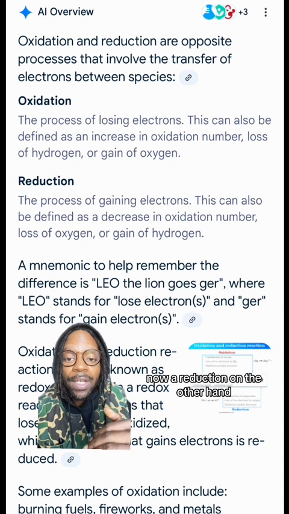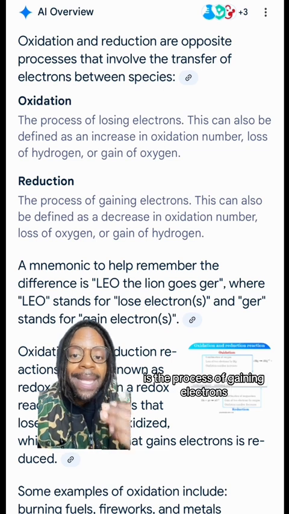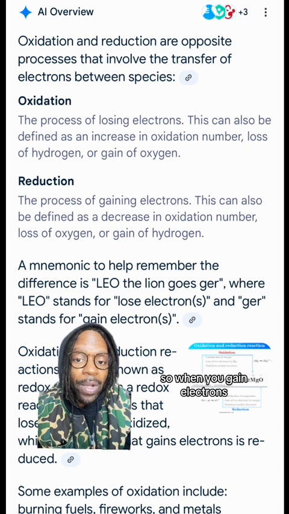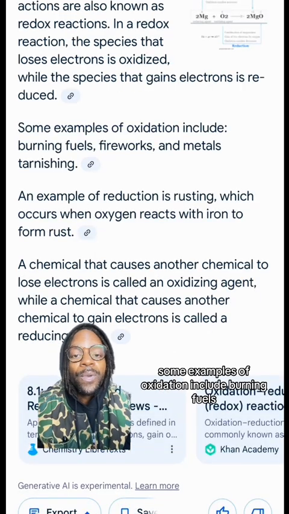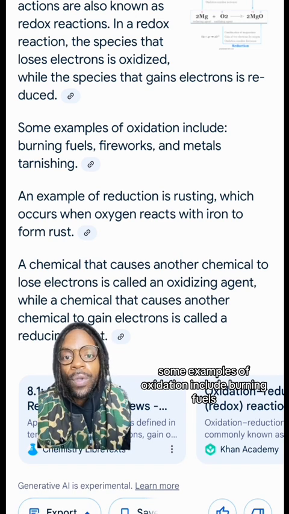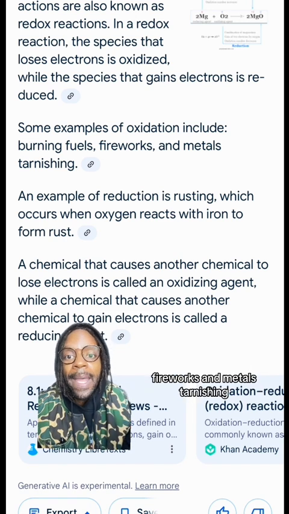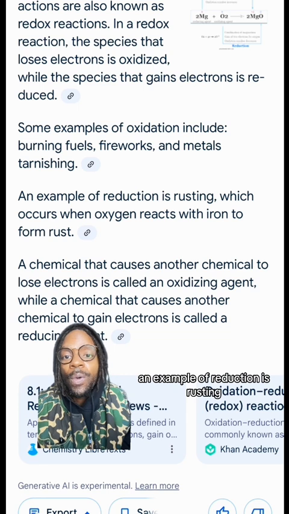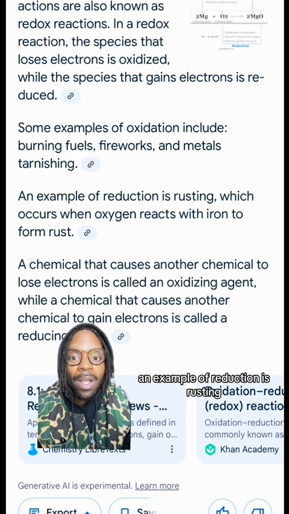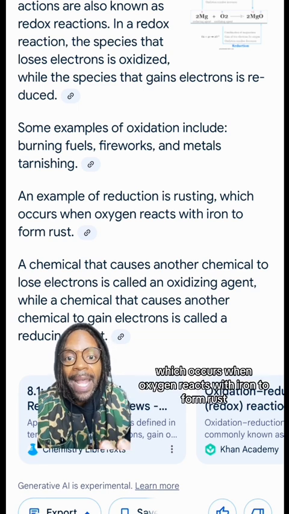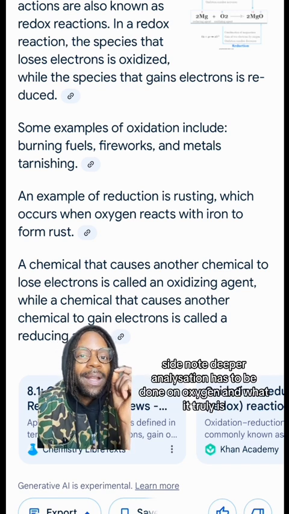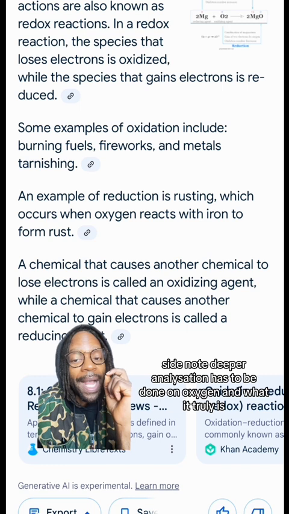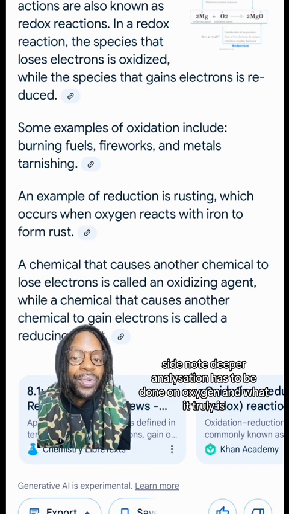Now, a reduction, on the other hand, is the process of gaining electrons. So when you gain electrons, you decrease your oxidation number, and a loss of oxygen or a gain of hydrogen. Some examples of oxidation include burning fuels, fireworks, and metals tarnishing. An example of reduction is rusting, which occurs when oxygen reacts with iron to form rust. Side note, deeper analysis has to be done on oxygen and what it truly is.